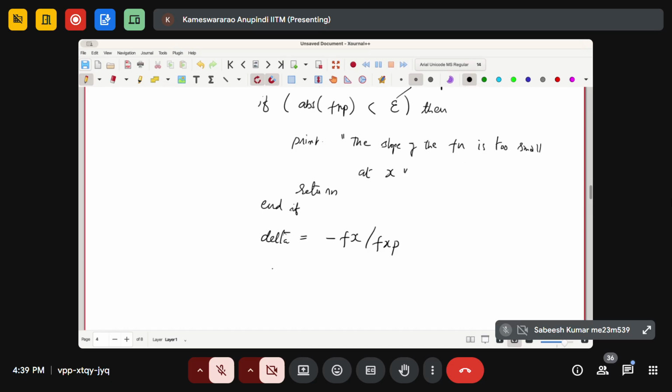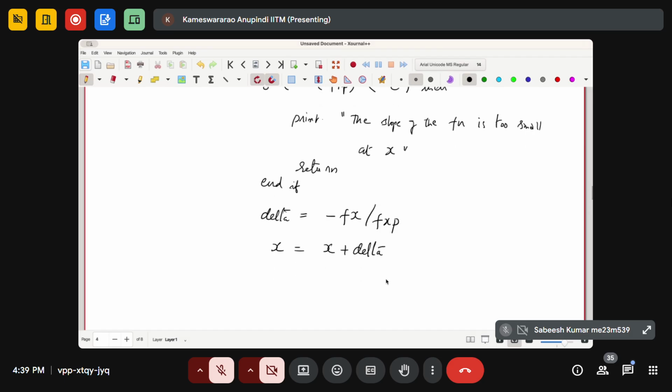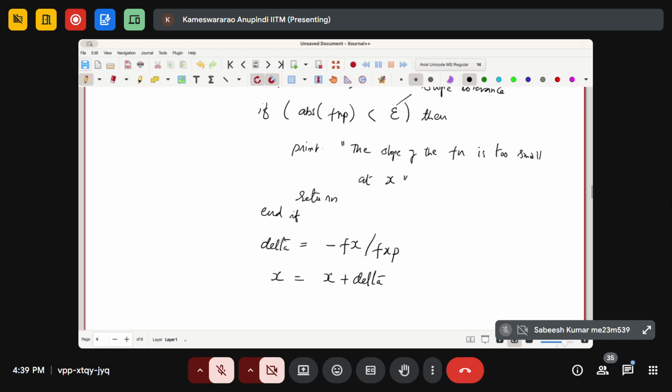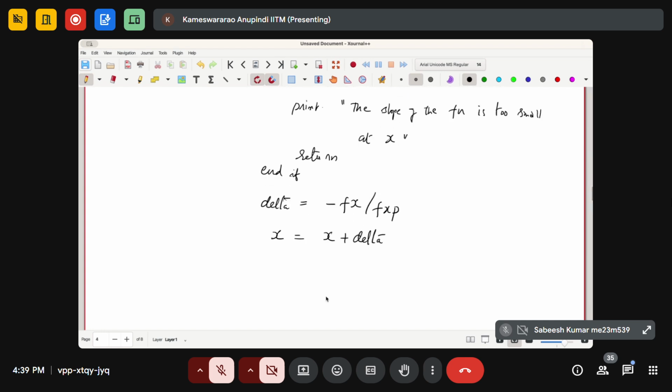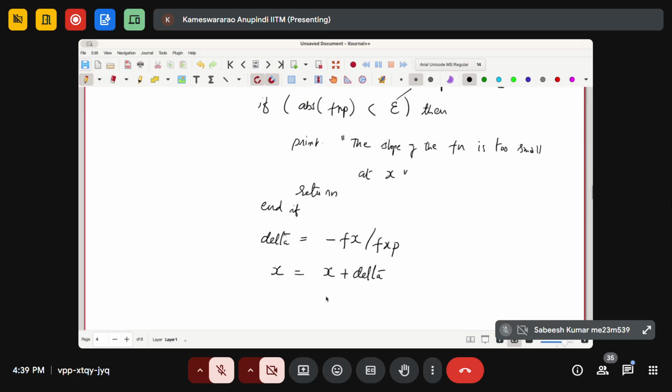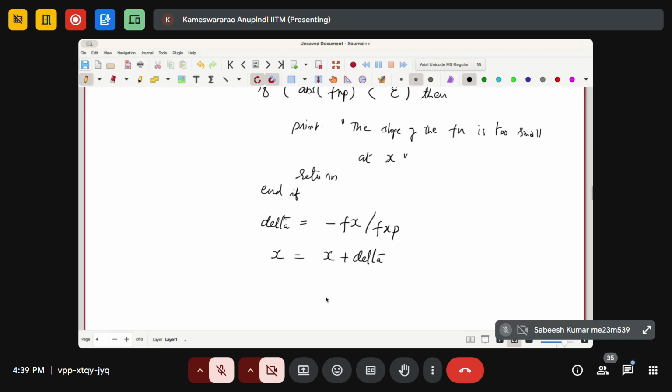So once I have the delta, I can calculate my x_{n+1} equals x_n minus or plus delta. I have used minus here, so I can use plus here in the next step. Okay, so my x_{n+1} equals x_n plus delta is what I would do. Then I have the new value. What should I do? Then I can check for convergence, right?